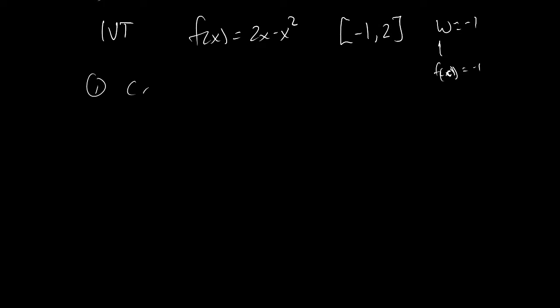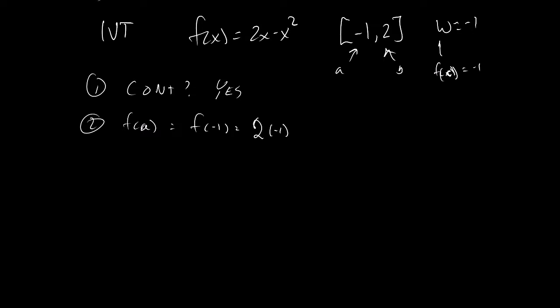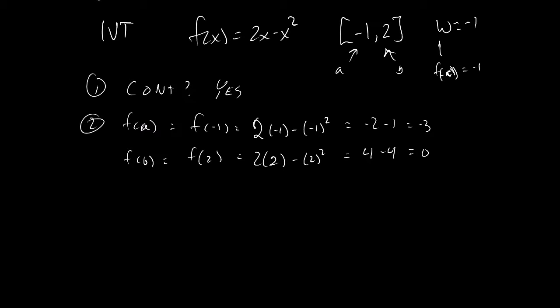So step 1, am I continuous? Well, that's a parabola, so yes, I'm continuous. Step 2, I need to find my f of a. So I take my a value, this is my a value, this is my b value, plug it in, and I get 2 times -1 minus -1 squared. So I have -2 minus 1, which is -3. And I find my f of b value, so that'd be f of 2, which is equal to 2 times 2 minus 2 squared, which is 4 minus 4, which is 0. And then I have my f of c is equal to -1.